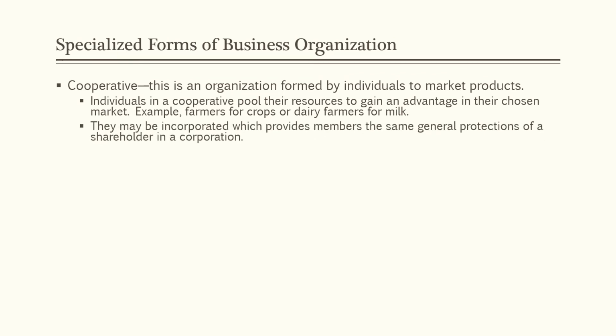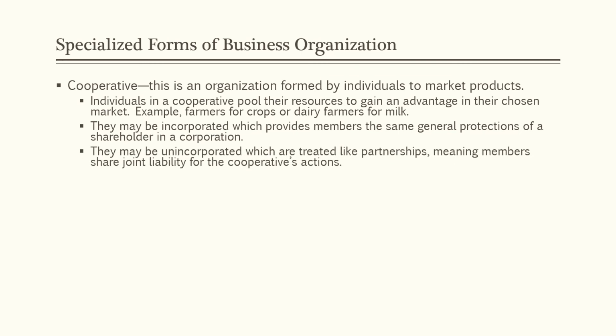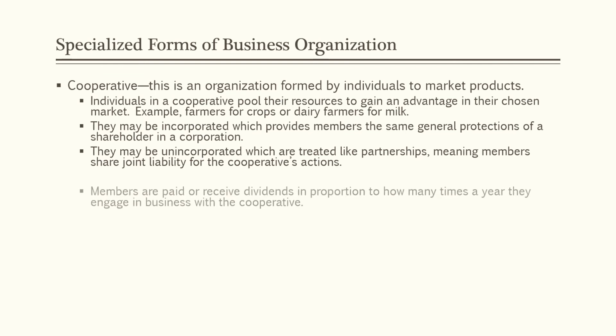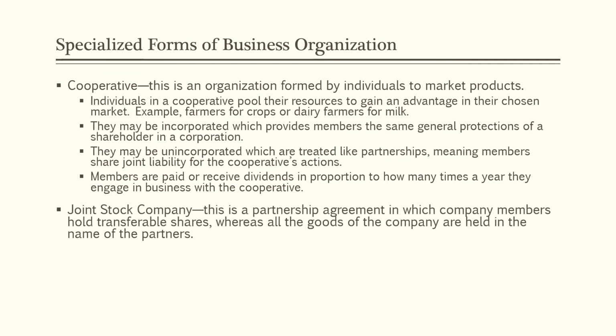They may be incorporated, which provides members the same general protections of a shareholder in a corporation. Today, every large cooperative is a corporation. They may be unincorporated, which are treated like partnerships, meaning members share joint liability for the cooperative's actions. Members are paid or receive dividends in proportion to how many times a year they engage in business with the cooperative. The next specialized form is the joint stock company.